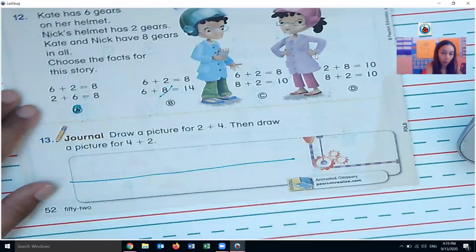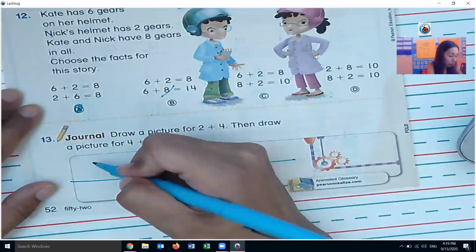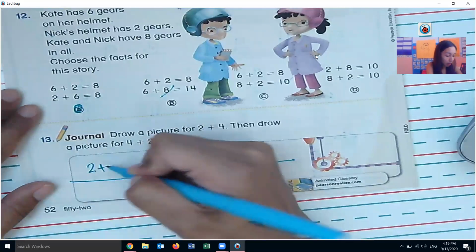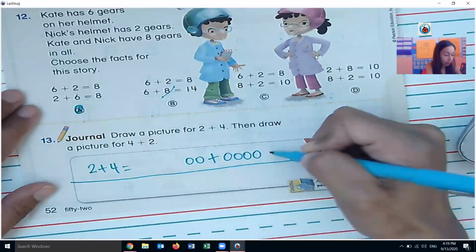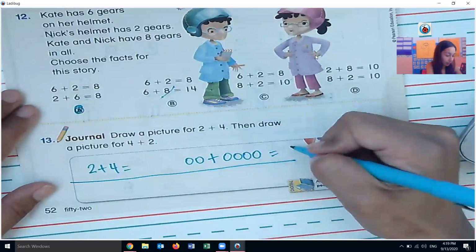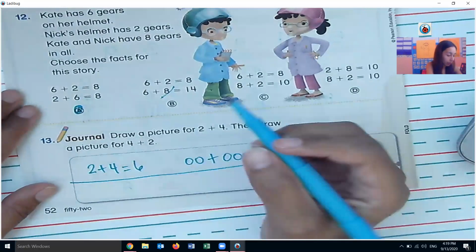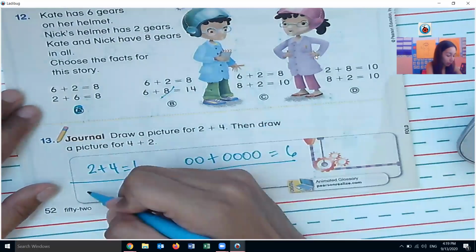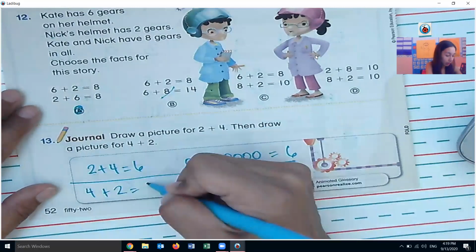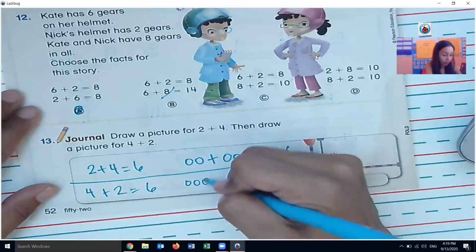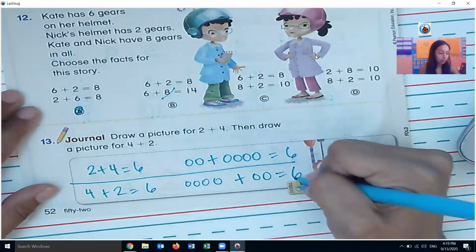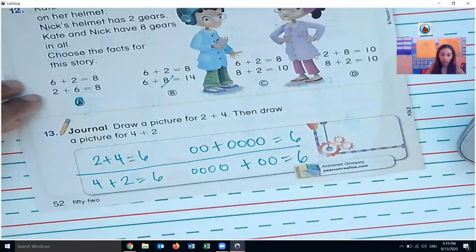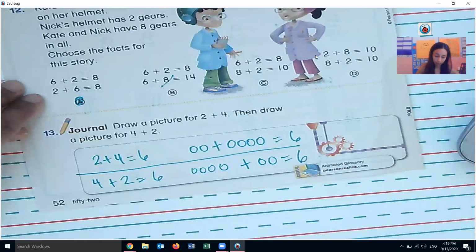Cross here to separate both. So this one will be 2 plus 4. So I'm going to go 1, 2 plus 1, 2, 3, 4 gives me 6. And then I'll go 4 plus 2 is 6. Looks like this. 1, 2, 3, 4. And then add 2 more gives me 6. Okay, so that's the end of our math.